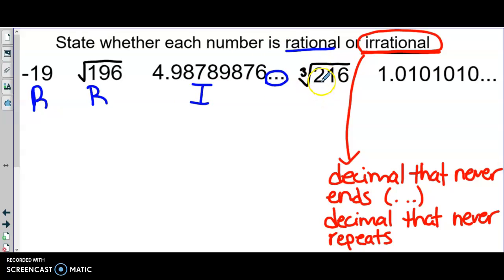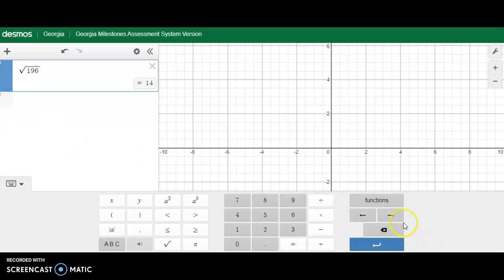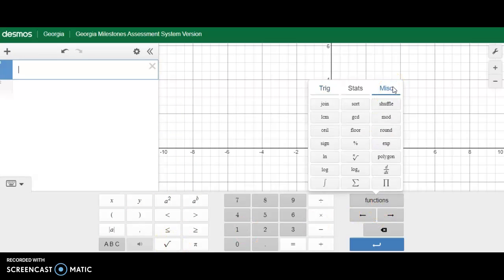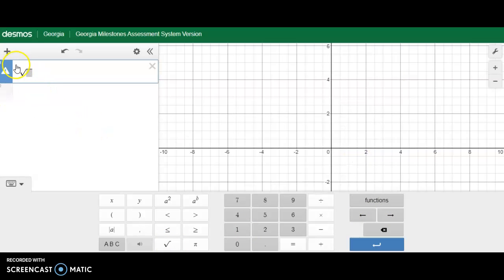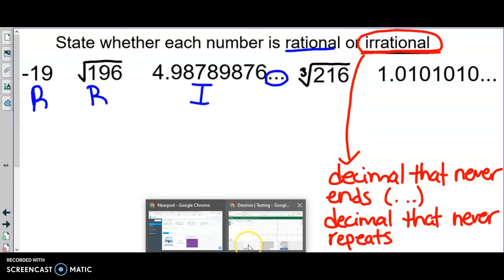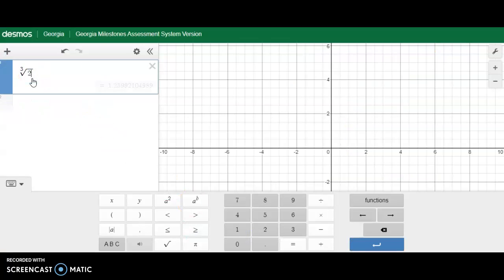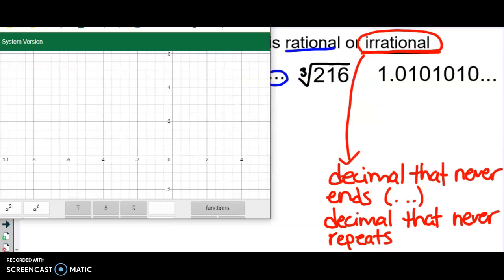Now here we have the cube root of 216. Again, I like to deal with just decimals, so I'm going to go to my calculator and change that to a decimal. Now cube root is not one of your quick options over here. That's the square root. That's not the same. So we have to go to functions, go over here to miscellaneous, and this is where we're going to get the cube root. Up top here, we want it to be the cube root, so we're going to hit 3. And then inside, it was 216. So we're going to type in the cube root of 216. That equals 6. So that is a rational number.